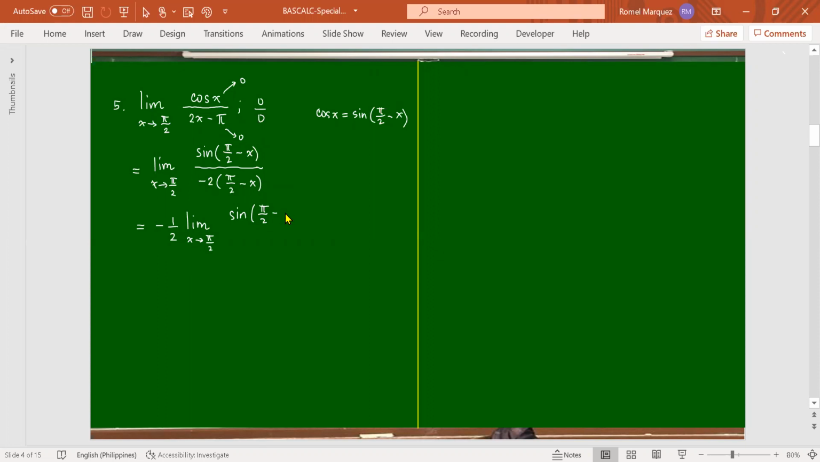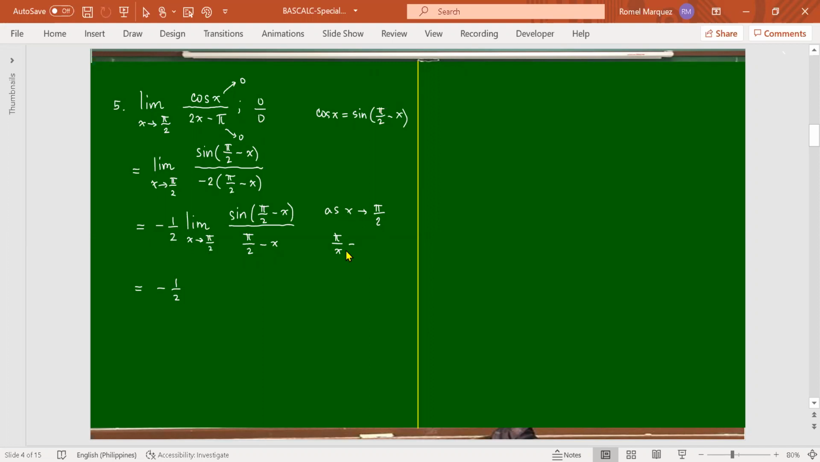Okay, guys? Then you might say, hindi naman nag-a-approach sa 0 ito. So let's see kung ma-rewrite natin yan so that it will have the same argument dito. Yung argument ito pares dito. Kasi x approaches pi over 2 to eh. As x approaches pi over 2, what is the behavior of pi over 2 minus x, guys?